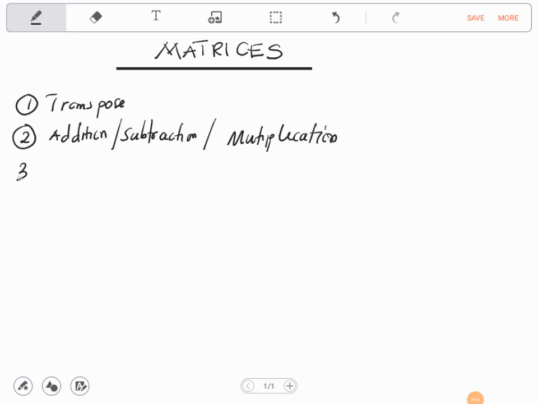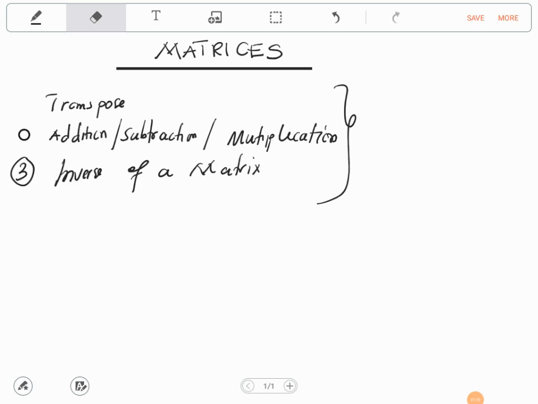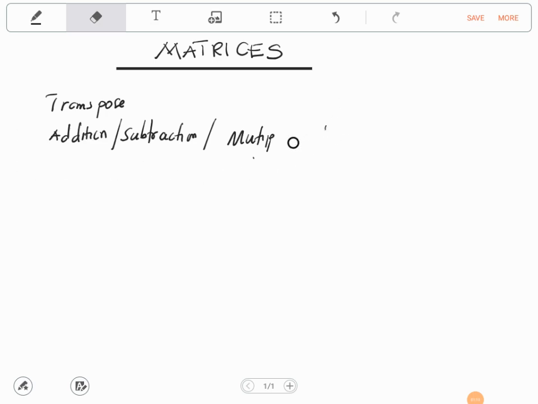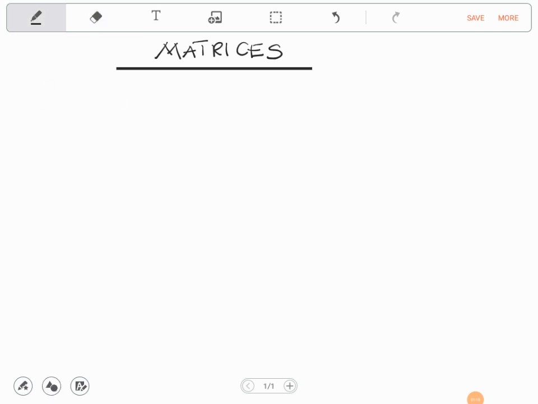Then the third thing which we look at is the inverse of a matrix. And once we are through with this, then we'll be done with matrices. So without wasting much of our time, let's start first by looking at the definitions that we need to know under matrices. We first have to know what is a matrix itself.